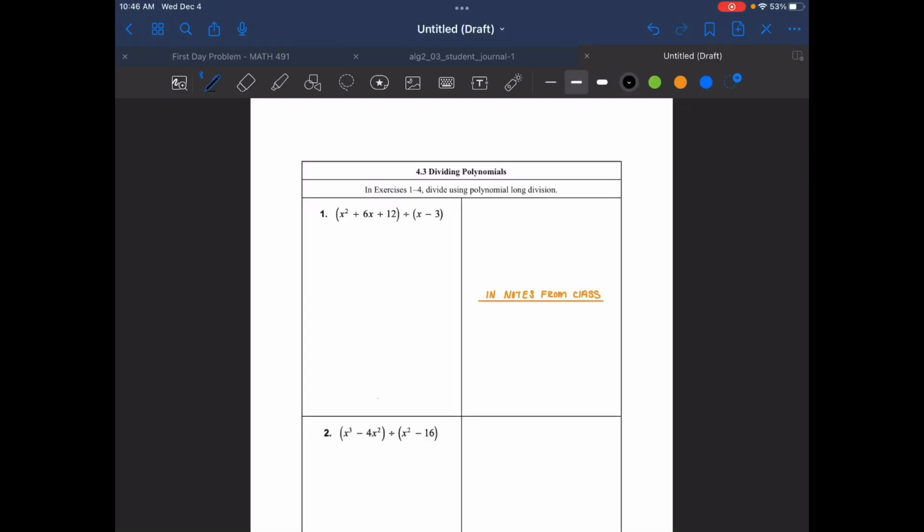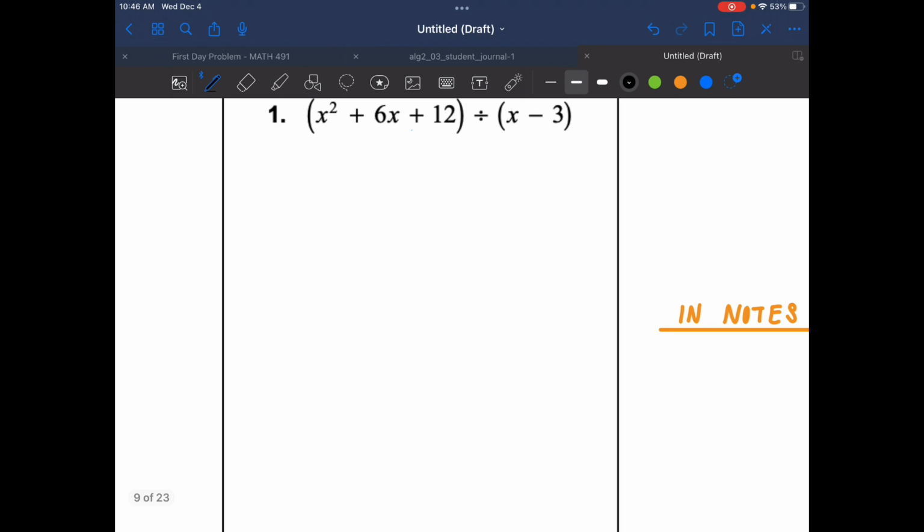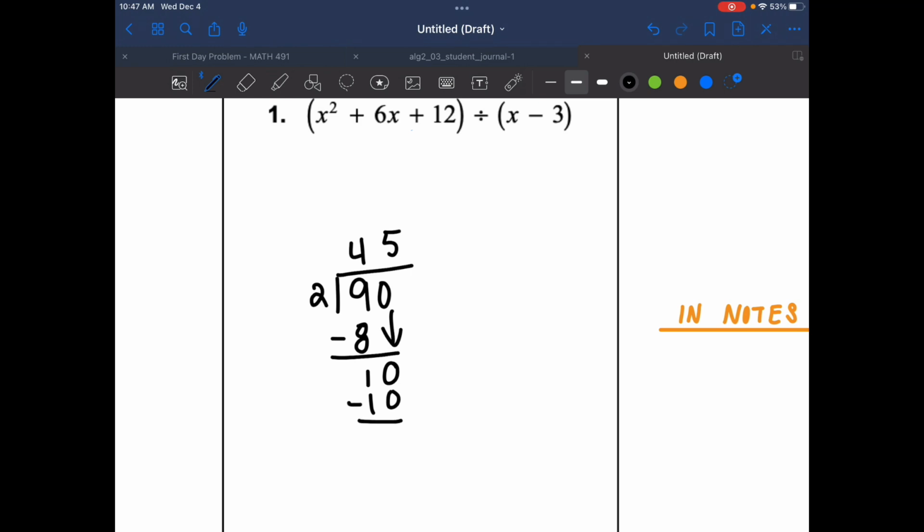All right, let's go ahead and start with 4.3. So we're going to divide. You'll remember from elementary school, if I did 90 divided by 2, you'd have to do the division algorithm here. So 2 goes into 9 4 times. 4 times 2 is 8. Subtract, you get 1, bring down your 0. 2 goes into 10 5 times. So then you have 10, because 2 times 5 is 10, and you end up with a 0.